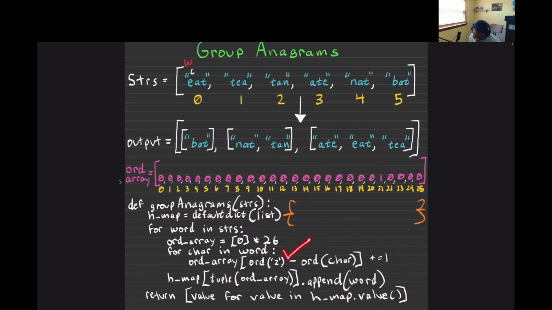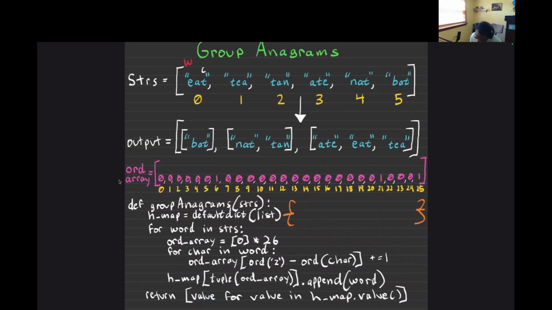And we're still inside this for loop. So character now comes here. Ord of Z, which is 122, minus ord of A, which is 97, so that's 25. So we find 25, and we increment it by 1. Now we get here, so we have 122 minus ord of T, which is 116. This gives us 6. So index 6, we plus equals 1.